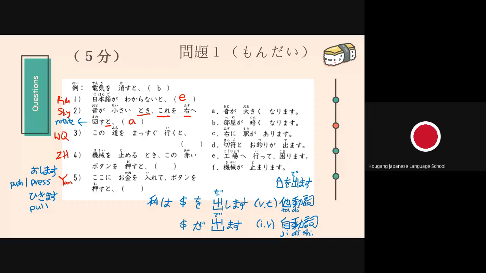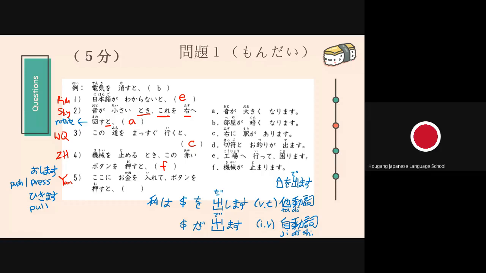Very good. Number three, let's see. この道をまっすぐ行くと、右に駅があります。If you walk along this street, you will see the station on the right. 機械を止めるとき、この赤いボタンを押す。ボタンを押すと、機械が止まります。Correct.